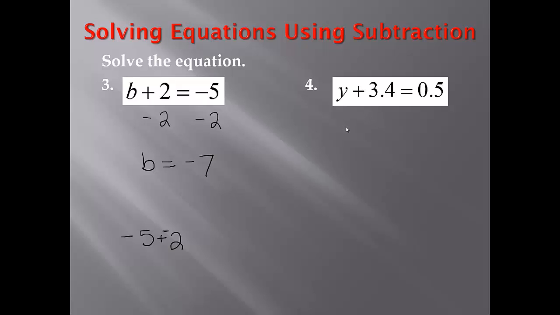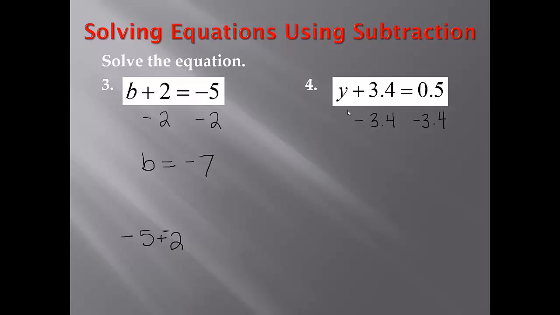For number 4, we have y plus 3 4/10 equals 5/10. In our problem, we are adding 3 4/10 to y, so we need to do the opposite, or the inverse operation. So the opposite would be to subtract 3 4/10. We will do the same thing to both sides.